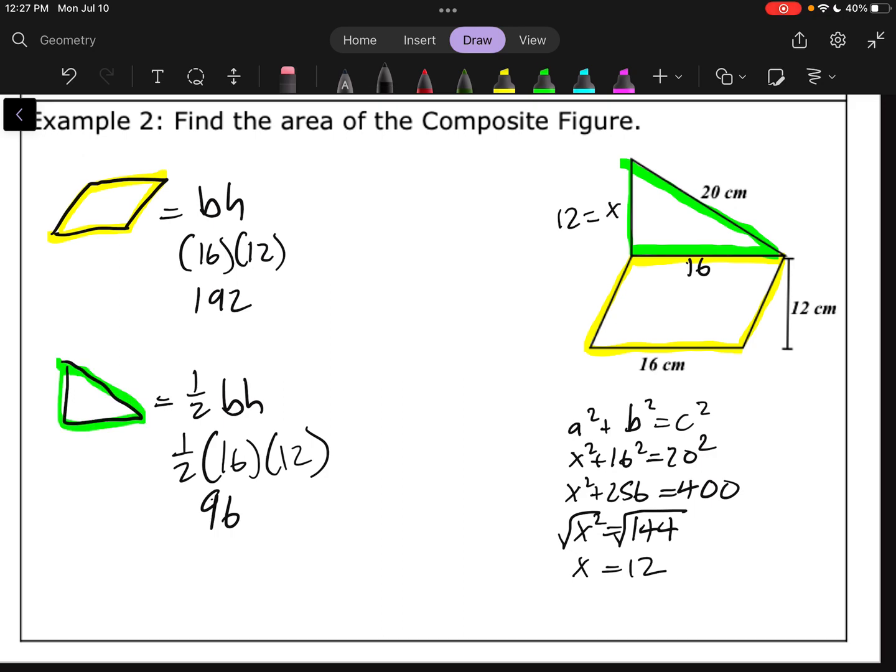All right, so for our total sum here, we're going to do 96 plus 192. And I'm going to get 288. And that'll be centimeters squared. So once again, just dividing and conquering, right? Find the areas of the individual shapes, then find the sum.